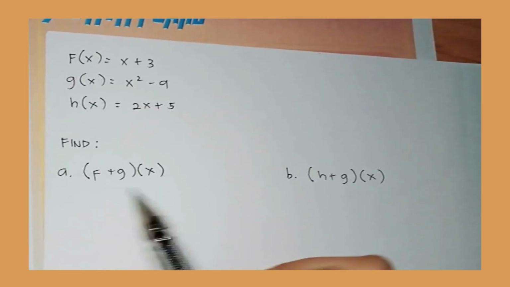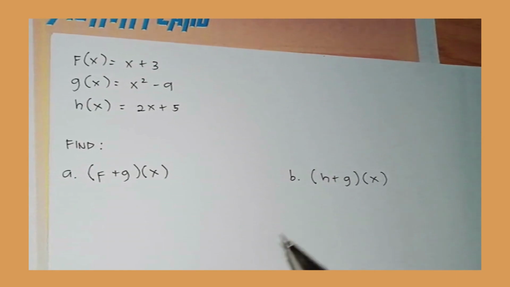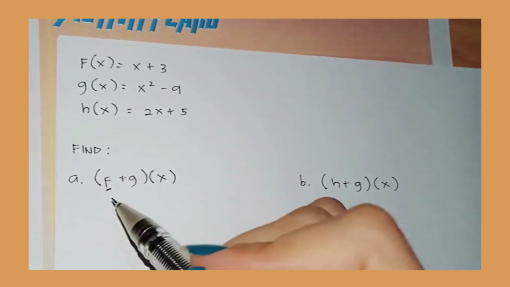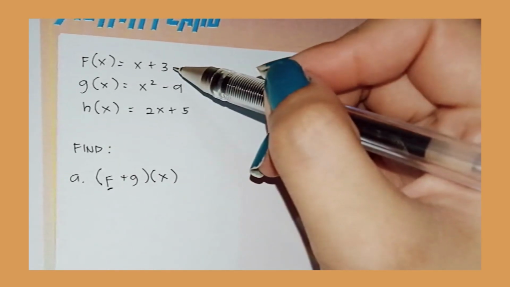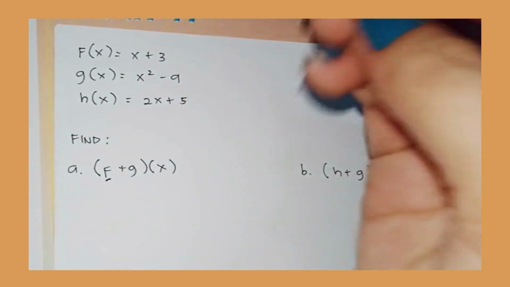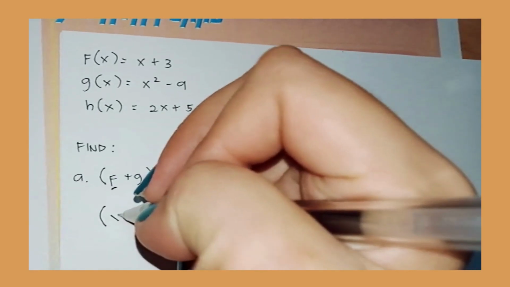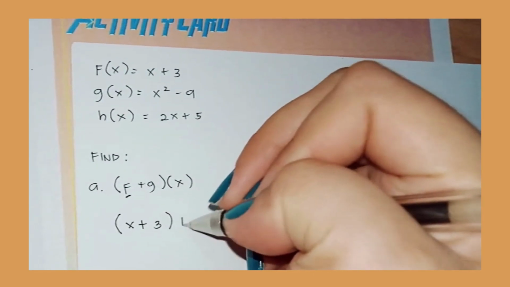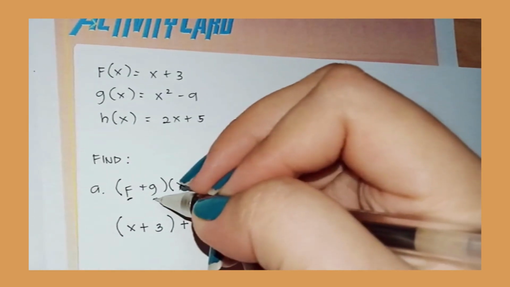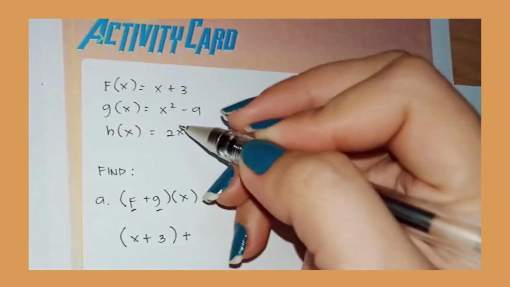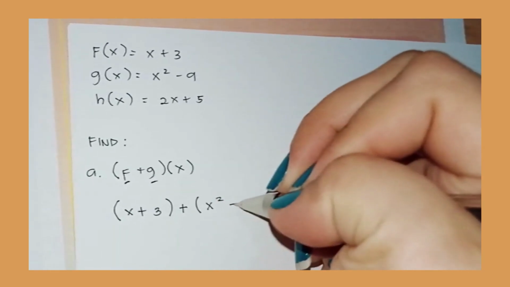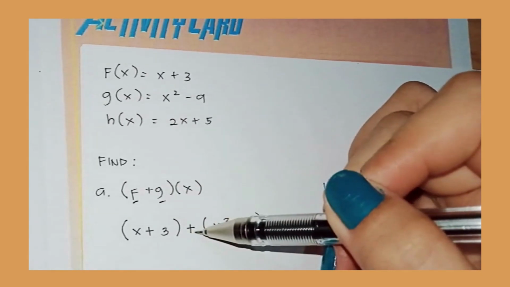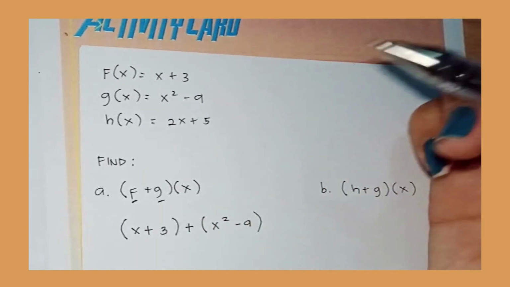So, this one is under addition of functions. Ano yung gagawin natin? Consider natin yung first letter or function given. That is f. Ano ba yung f natin? Ang function natin sa f ay x plus 3. So, we need to copy it. X plus 3. Next, copy the operation, addition. And then, next letter natin is g. So, we need to get the function of g, which is x squared minus 9. Yung f, x plus 3, operation natin is addition. Yung g is x squared minus 9.